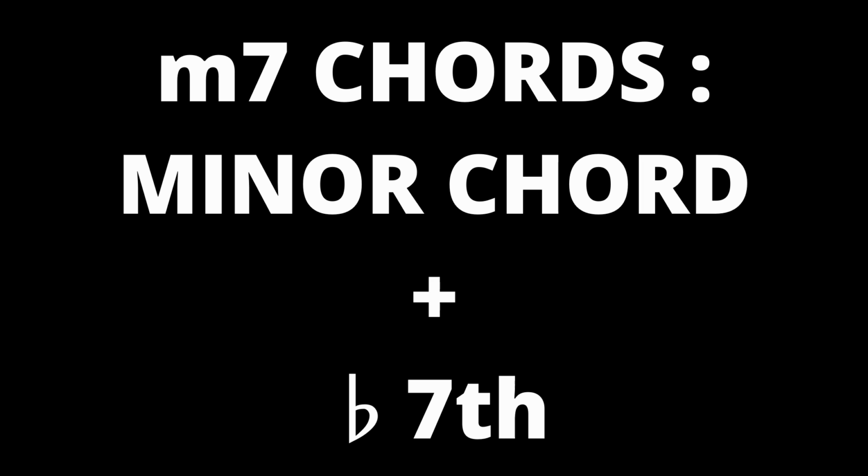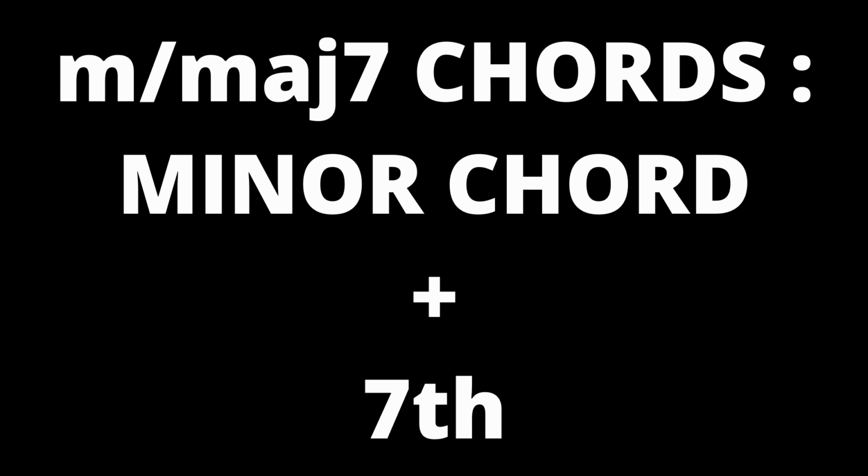To create a minor 7th chord, we take these 3 minor chord notes and add a flat or minor 7th note from the major scale. This note is a whole step or tone below the root note. To create the minor major 7th chord, we take the minor chord again, but this time we add the 7th note from the major scale. This note is half a step or a semitone below the root note.